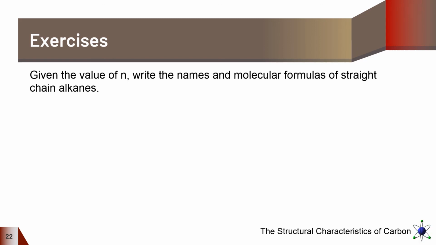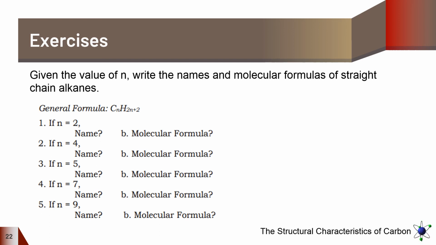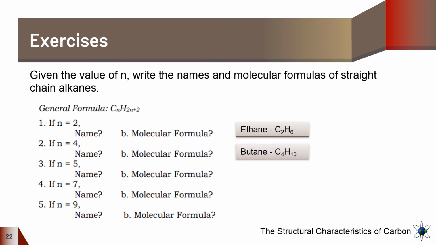Given the value of n, write the names and molecular formulas of straight chain alkanes. So again, following the general formula CnH2n+2, there are given values of n, you have to identify the name and the molecular formula. Let's have number 1. If n is equal to 2, what would be the name and the molecular formula? The answer is ethane and C2H6. For number 2, if n is equal to 4, the name would be butane, and the molecular formula is C4H10.